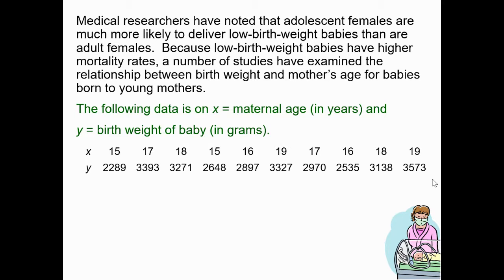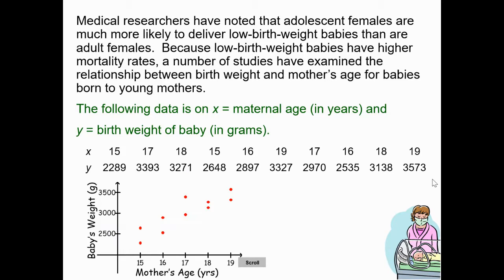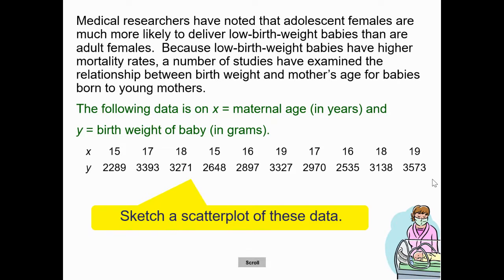Anyways, what we're going to do with this data is we need to first do a scatter plot. Let's do that. Let's first get a scatter plot. I gave you the axes. All you have to do is plot the points. I'll give you all a second to plot the points.